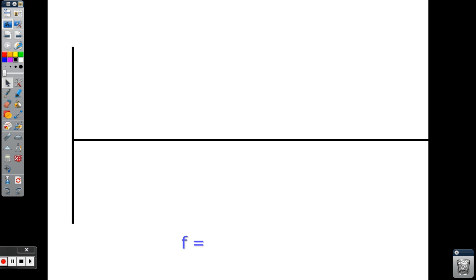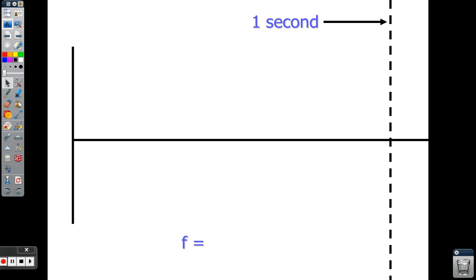So, here's an example. So what did I say? How many hertz? 10. How many waves am I going to have? 10 hertz is going to be how many waves? 10 hertz. How many waves per second?